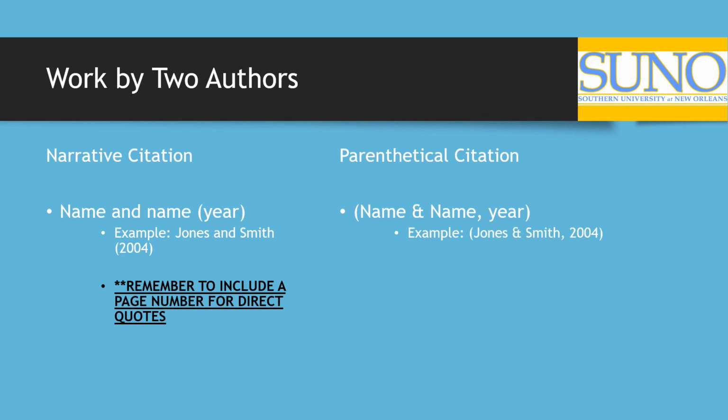For sources that have two authors, credit must be given to both authors. If you are using a narrative citation, use the word and in between both surnames of the authors. If you are using a parenthetical citation, use the ampersand symbol in between both surnames. Remember to include pagination if you directly quote from the source.